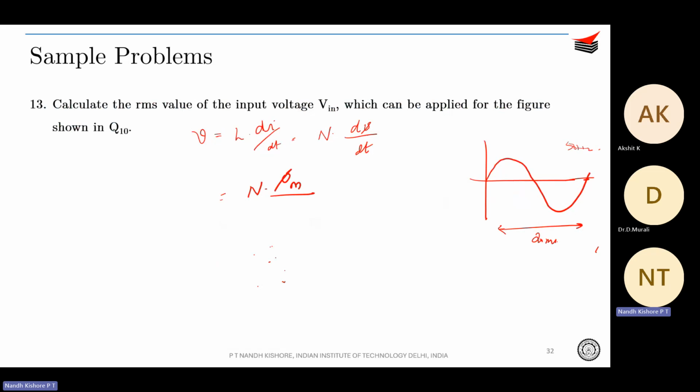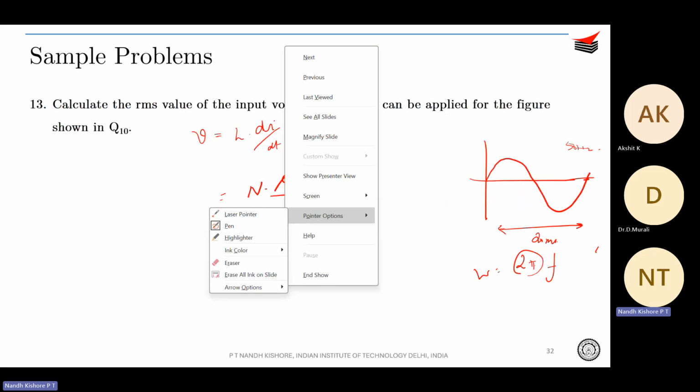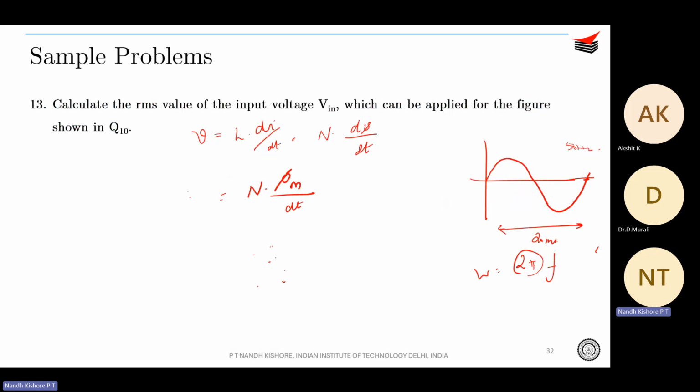Generically, if it is not 50 hertz, you may write this as 2 pi, in radians, multiplied by frequency, that is your omega. You can substitute that over here, whatever is the dt, and from that you get what is your V. And phi can be further written as B into A, or you may also write this B as mu into H.